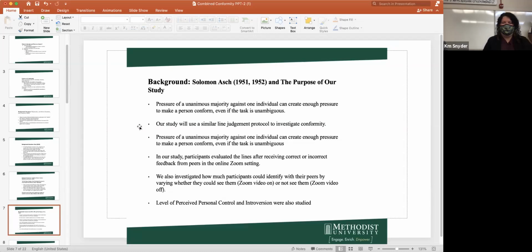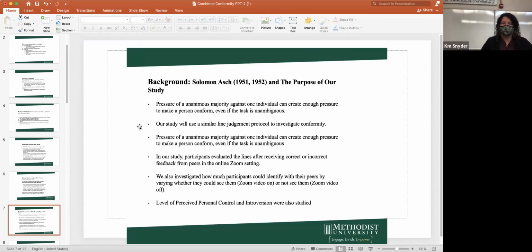Our background was Solomon Asch, and the purpose of our study. The pressure of a unanimous majority against one individual can create enough pressure to make a person conform, even if the task is unambiguous. Our study will use a similar line judgment protocol to investigate conformity.